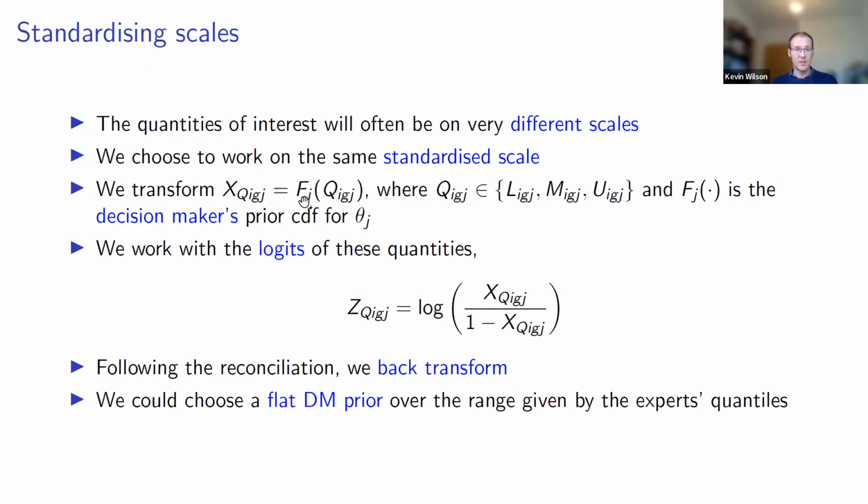How do we choose the CDF for the parameter of interest for the decision maker, Fj? Well, if the decision maker is not an expert, then we could choose a relatively flat prior for them over the full range of values for theta j given by the experts. So you look across what's the smallest value that any of the experts thought plausible, what's the largest value that any of the experts thought plausible. You might add some overshoots, and then you choose a flat decision maker prior over that range.